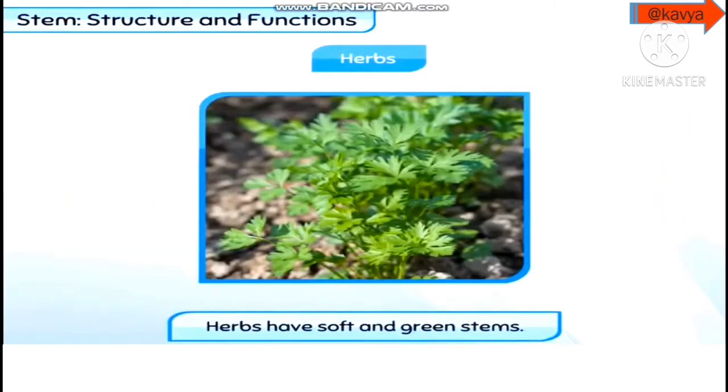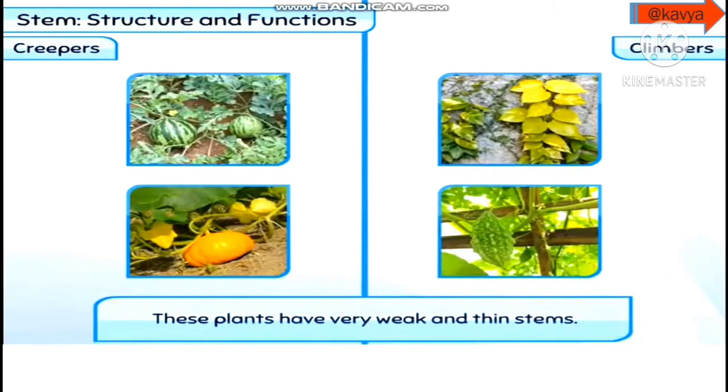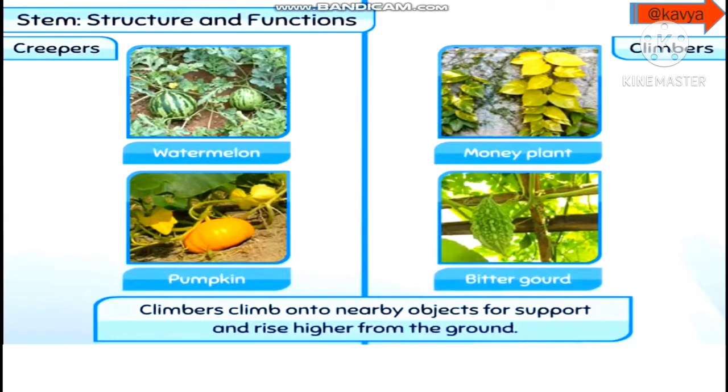Students, herbs have soft and green stems. They are very small in size compared to shrubs. Other examples are mint, spinach and grass. These are herbs. Some plants have very weak and thin stems. These are called creepers and climbers. Watermelon and pumpkin are creepers; they grow along the ground and never rise much higher. And climbers climb onto nearby objects for support and rise higher from the ground. Examples are money plant and beetroot.